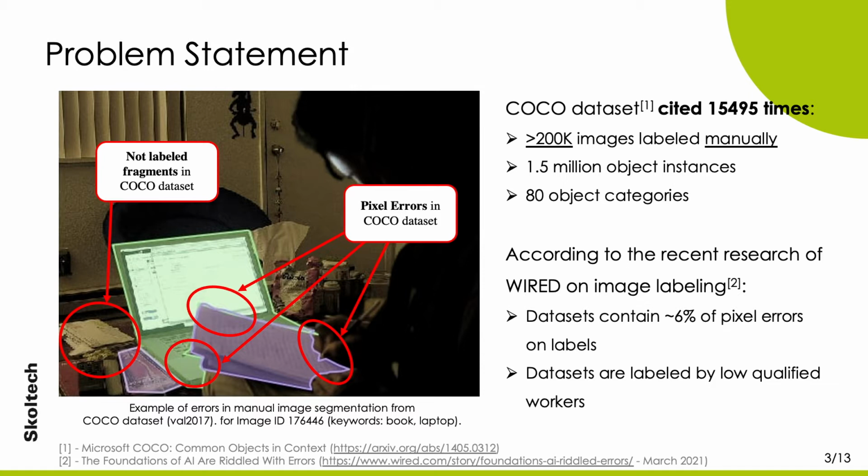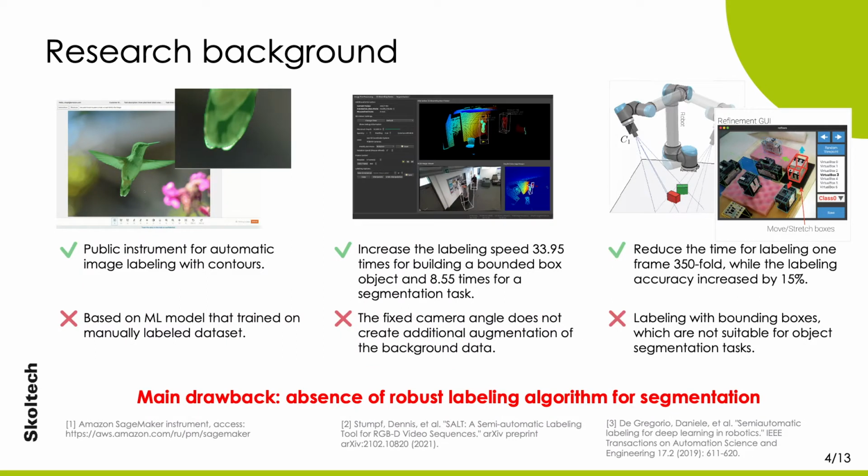According to a recent paper in Wired Journal, the foundations of AI are riddled with errors. Each manually labeled dataset contains approximately 6% of errors. This happens because of low-qualified workers that label images. Automation in dataset collecting and labeling is currently being extensively researched.